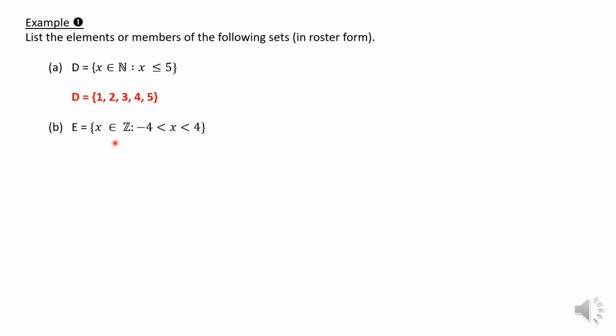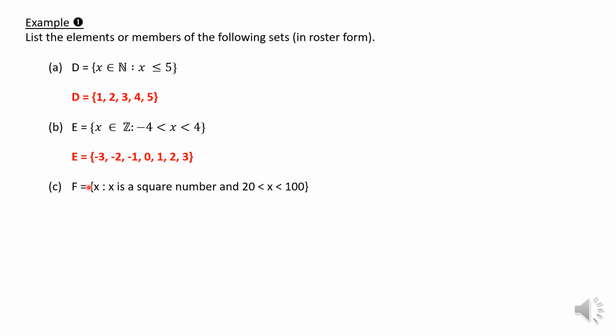The second one, we have set E is equal to x, where x is an element of the integers, and the integers are between -4 and 4. You must be careful. -4 is not included, and 4 is not included. So when you list them, you're only going to start listing from -3, -2, all the way up to 3. You cannot include 4, as well as -4.